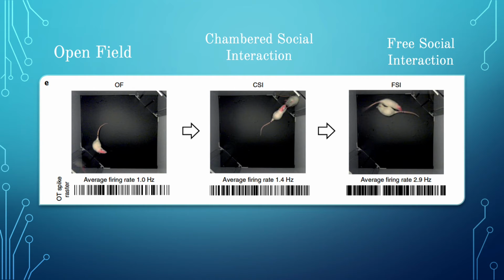This slide shows the setup of the cages during the experiment. On the left, we have open field, where there is only 1 rat in a cage. In the middle, we have chambered social interaction, which is characterized by a wall with small holes separating the 2 rats, as discussed in previous slides. On the right, we have free social interaction, where there are no barriers separating the 2 rats. Below each image, the average firing rate is listed, and there is a bar showing oxytocin spikes.